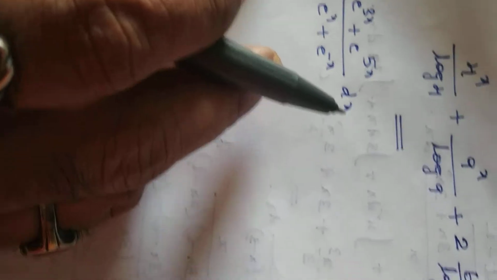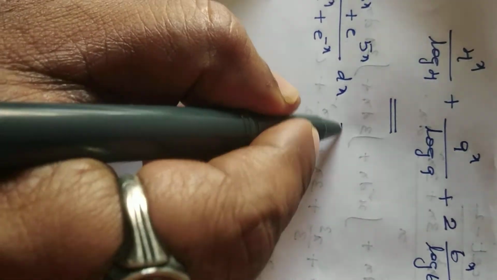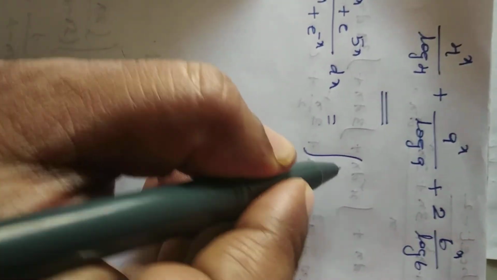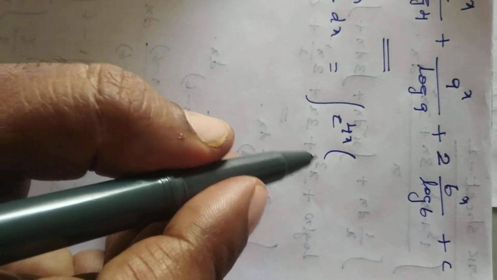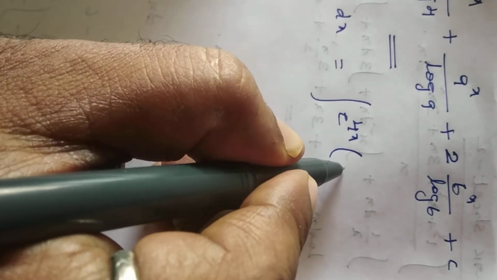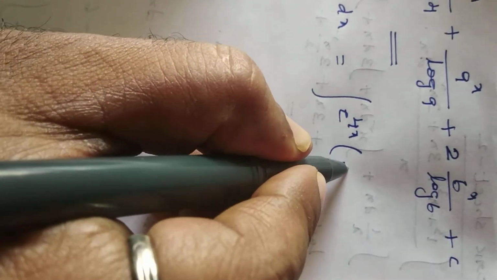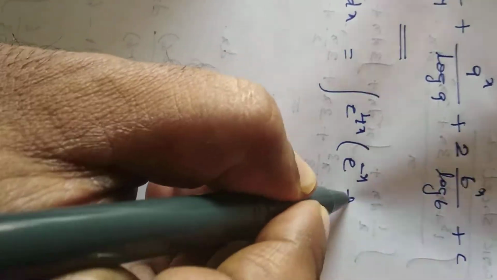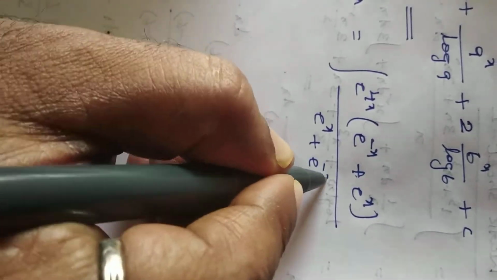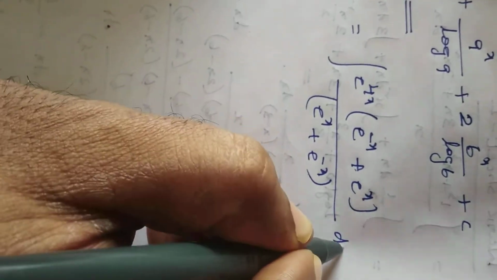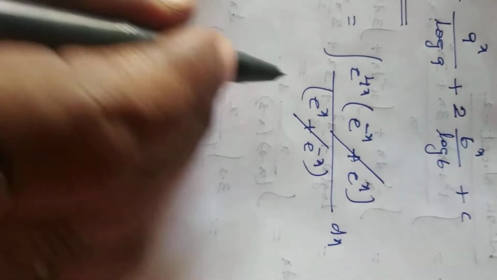But a simple method we have here is to take out e power 4x common from the numerator. On taking e power 4x common from the numerator, what we are going to get is e power minus x plus e power x, divided by the denominator, e power x plus e power minus x. So obviously these two get cancelled. Otherwise, if you have any doubt, you multiply this.